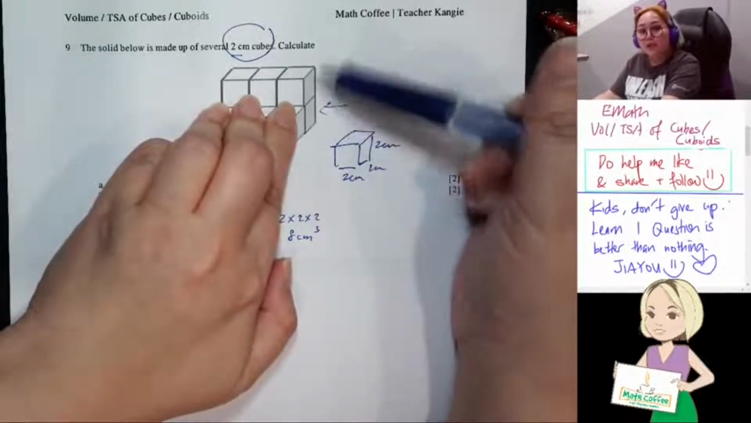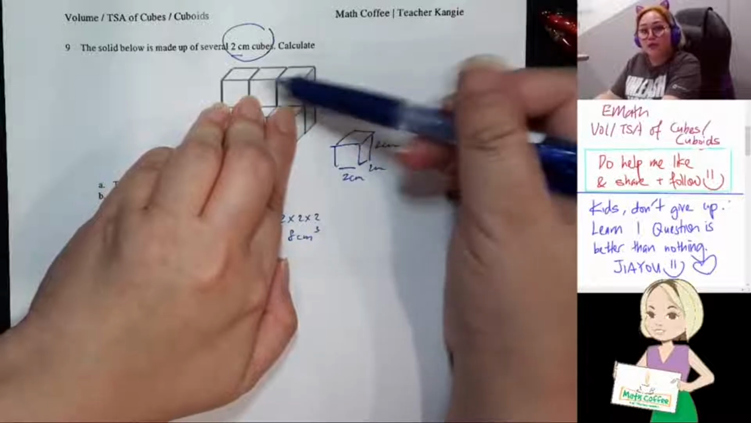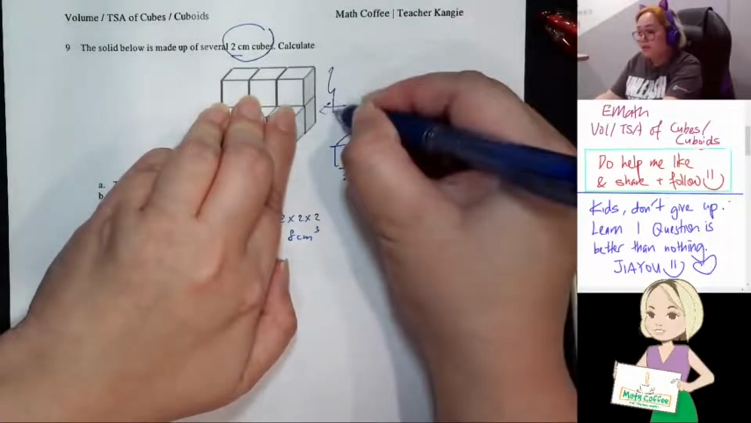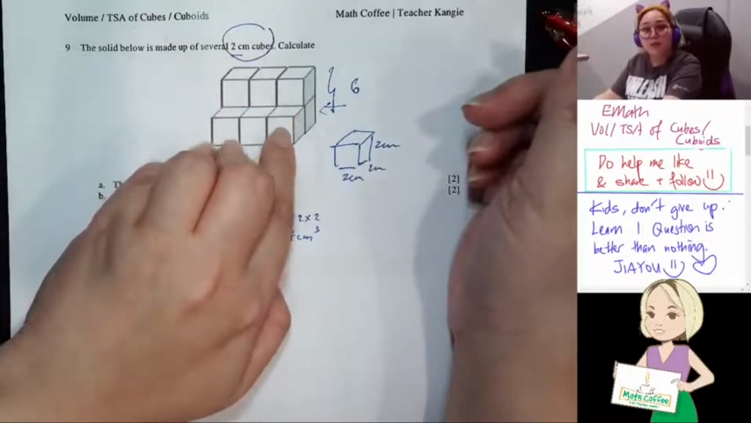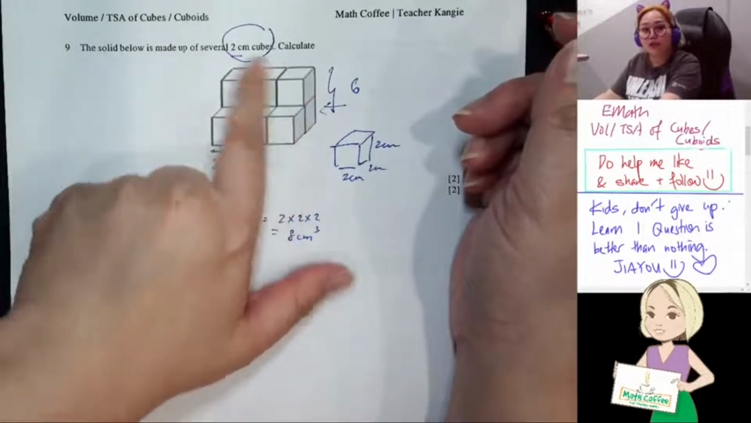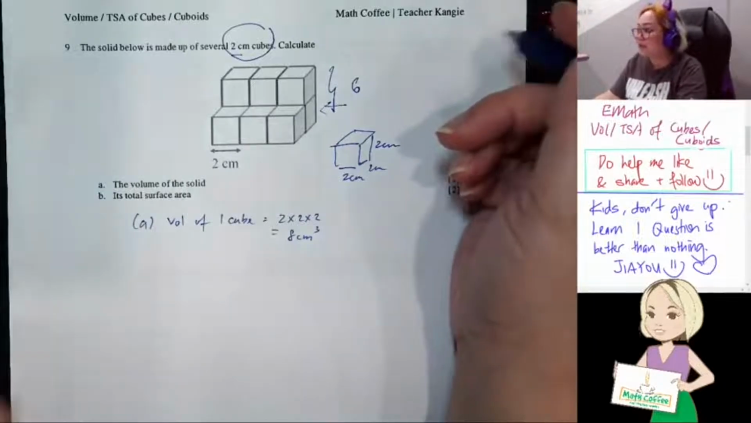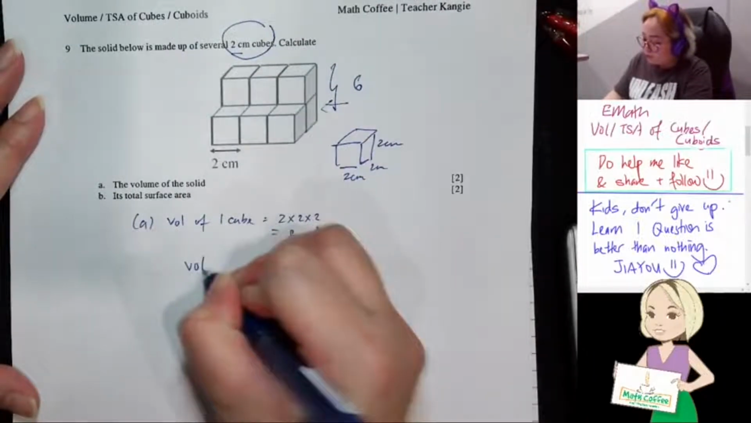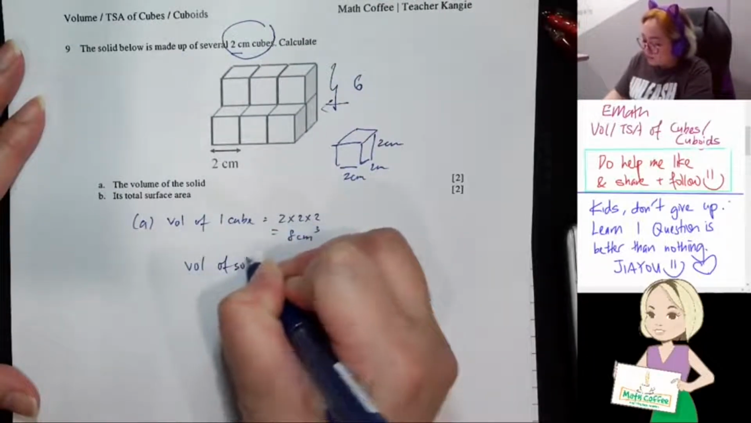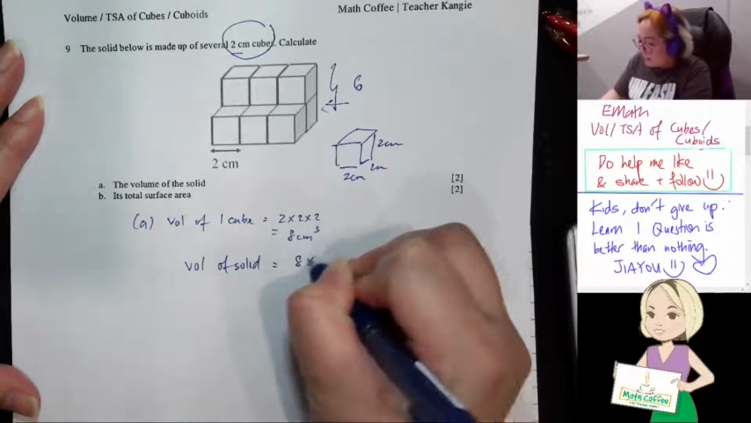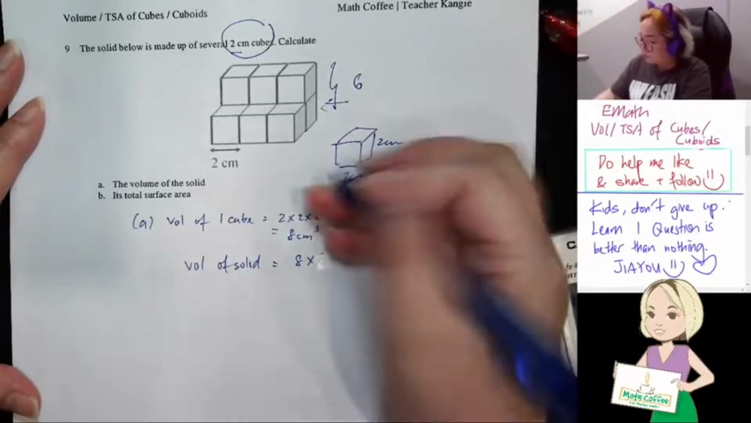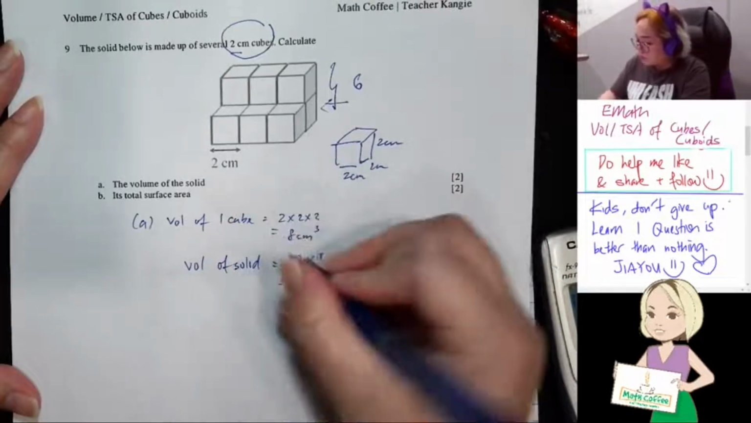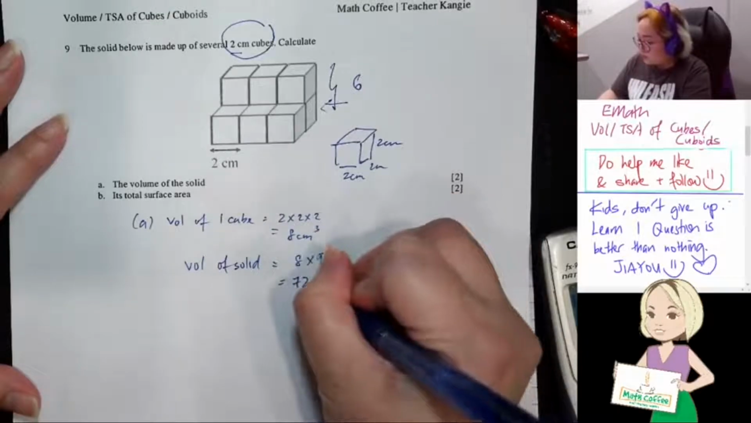Okay, there are actually 2 levels. So 3 at the top, 3 at the bottom. So actually over here, this side, it has 6 cubes. 6 cubes. Then you plus the front 3. So in total you actually have 9 cubes. So the volume of the solid will be 8 multiplied by 9. Yeah, I write 6. And it will be 72 cm cubed.